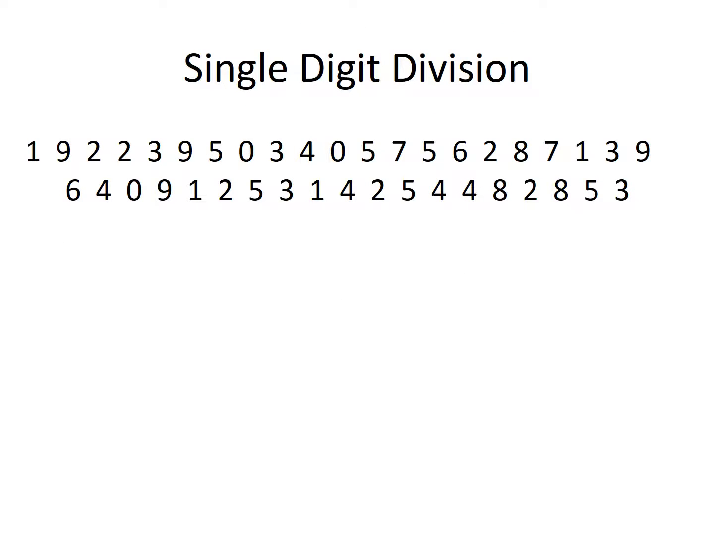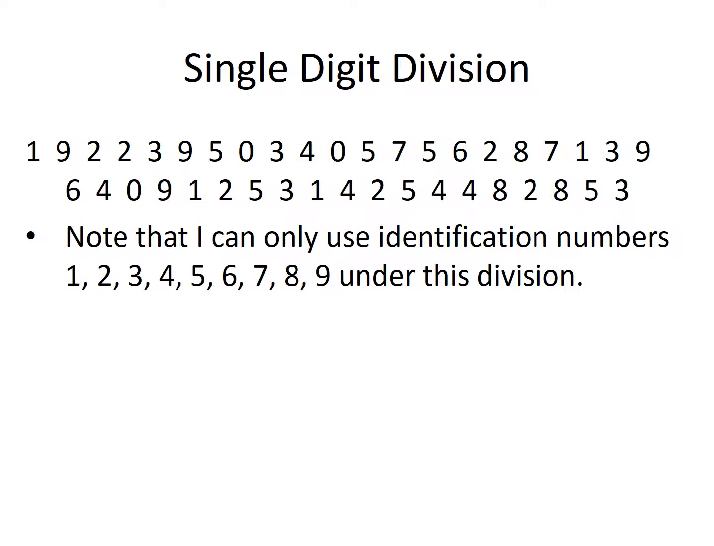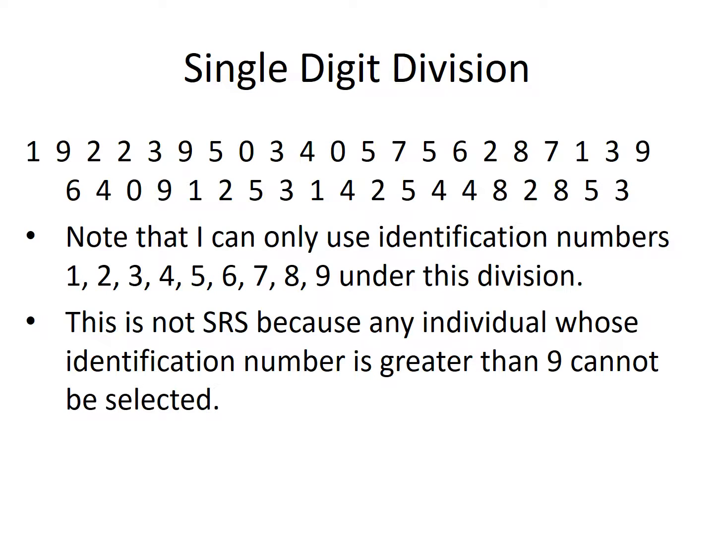For single-digit division, as specified in the question, we have broken up the row 101 random numbers so that each digit is displayed as a single entity. Note that I can only use identification numbers 1, 2, 3, 4, 5, 6, 7, 8, 9 under this division. This is not a simple random sample because any individual whose identification number is greater than 9 cannot be selected.